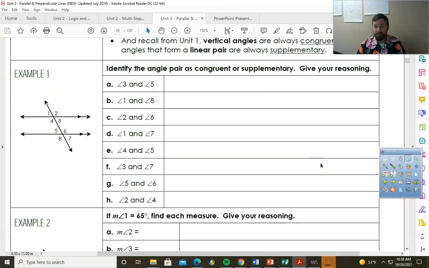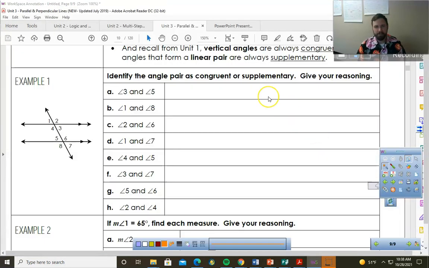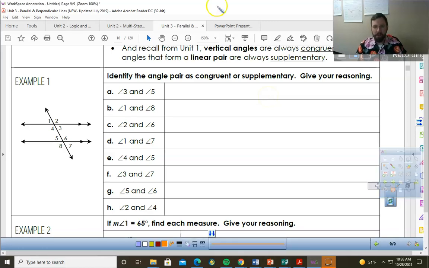Let's do example number 1. Lots of writing, but it's good. Now we have to say: is each angle pair congruent or supplementary? So let's look at 3 and 5. They're both acute, so they're probably going to be congruent.